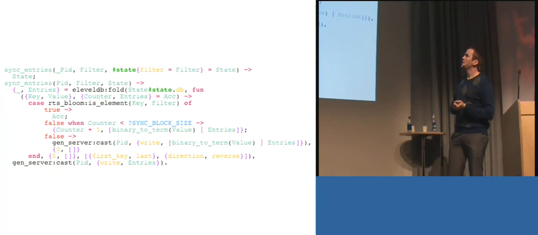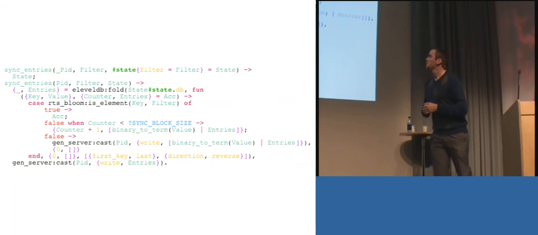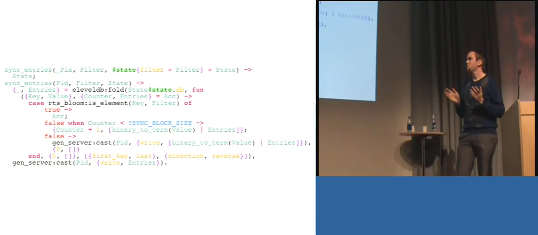And is this key an element of our Bloom filter? If that's the case, we ignore that message. If it's not, we accumulate it. We basically add it to a to-send list. And there is this sync block size, which is just an optimization, really. So when we hit that size, we're going to send all those messages off to the other node.